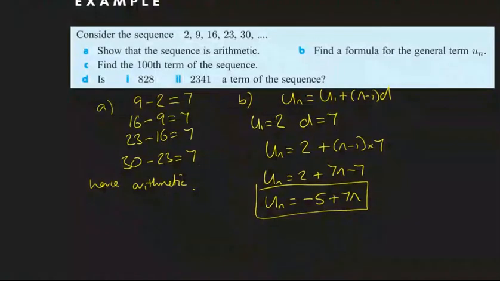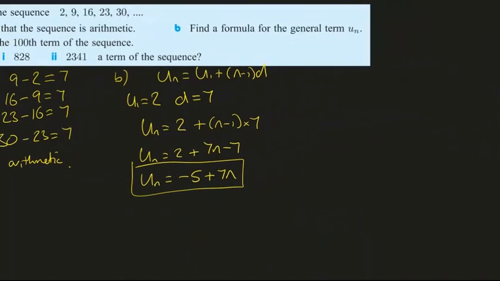Part C, let's do it. Find the 100th term of the sequence. Okay, so we want to say, well, n is 100. So u_100 is going to be minus 5 plus 7 multiplied by 100. This will be 695. Okay.